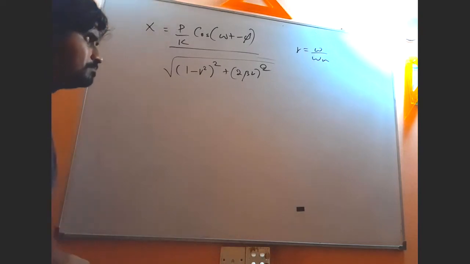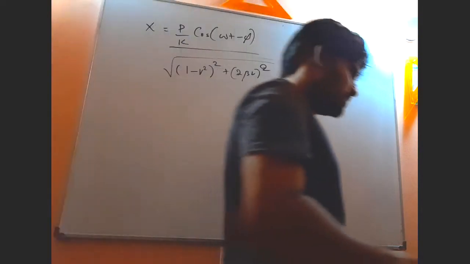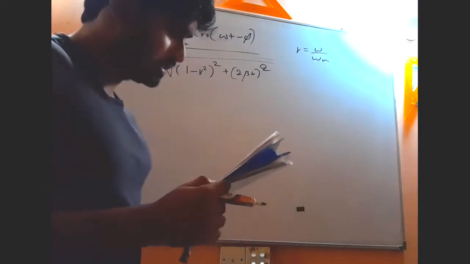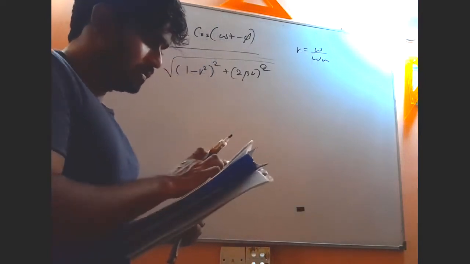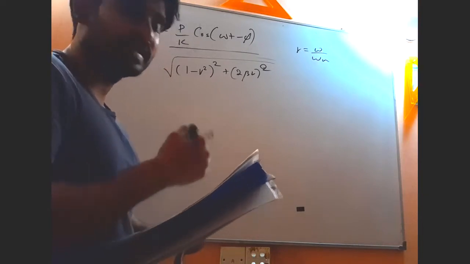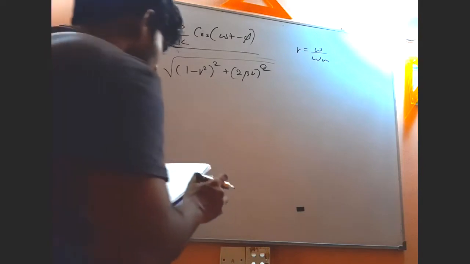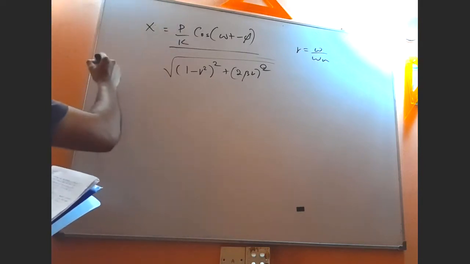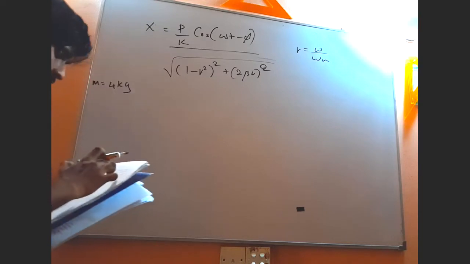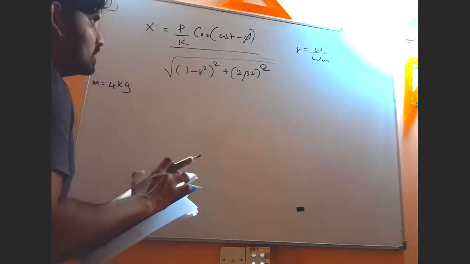Now, by using this equation, there is a question. Let's consider the question. While reading we will take the data. A machine component of mass 4 kilograms, so the mass of the machine is 4 kilograms, vibrates in a viscous medium under a harmonic excitation force.